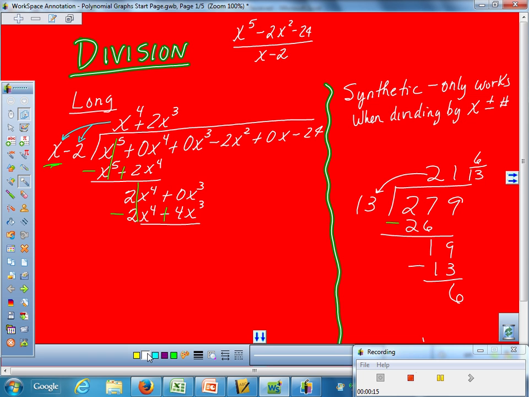What do I have left? 4x to the third. Drop the next term down. And do it again. Because x times what makes 4x cubed? Well, it would have to be a 4 with an x squared then. Take 4x squared times everything out front. Whoops, minus, sorry. 8x squared.